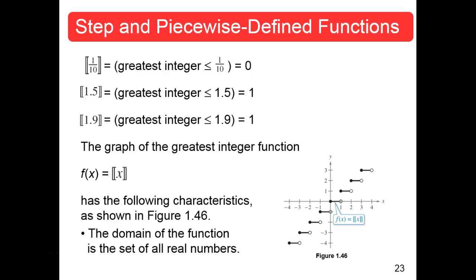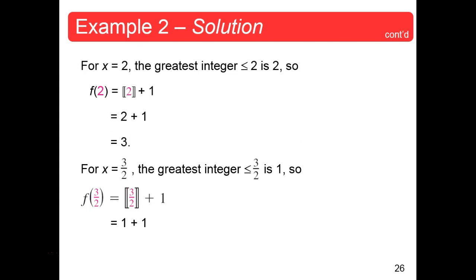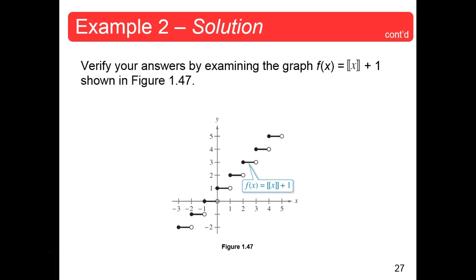Ah, there it is. There was the greatest integer function. That's all it is. When you add a 1 to it, you move everything up 1. Remember before, this line was down here, this one was down there. That one, everything was jumped up by 1 because you added 1 to the greatest integer function. Everything was lifted 1 unit. Now that's a step piecewise defined function.